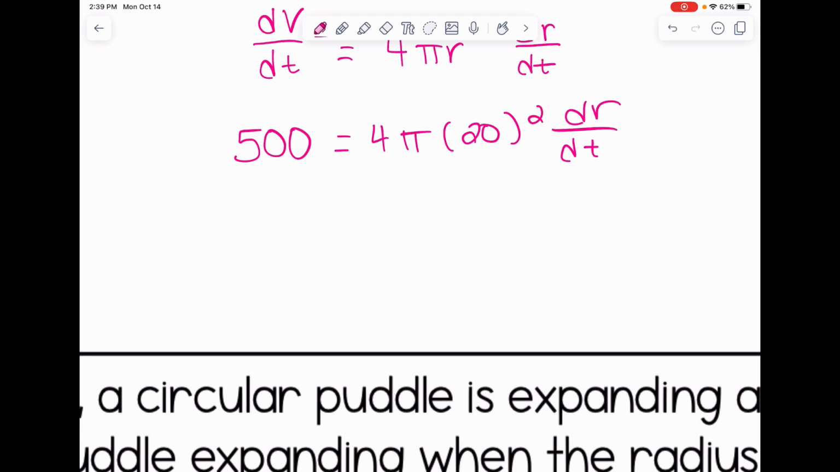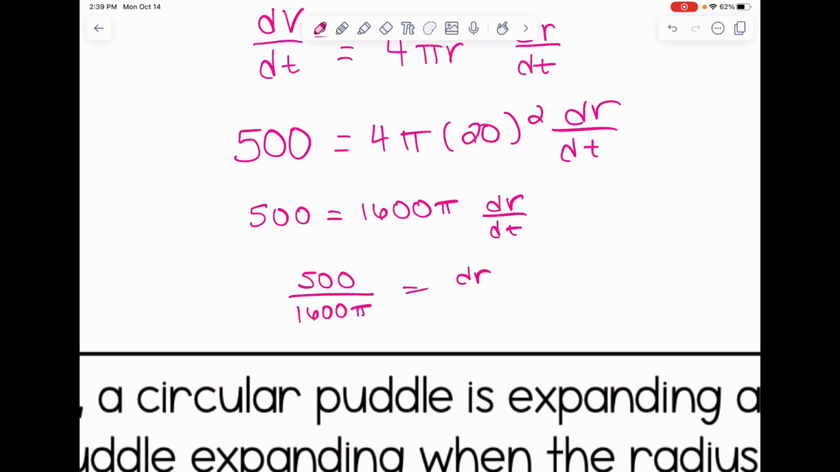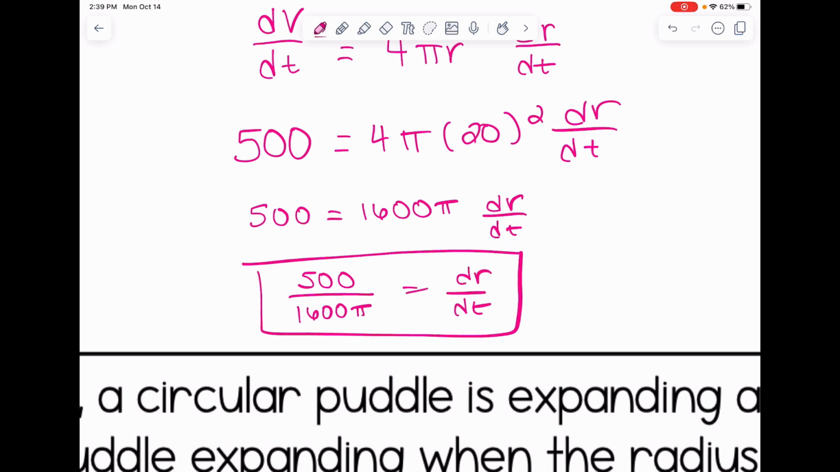All right, if we take a look at this, we have 500 equals, let's simplify or clean this up a little bit. So we have 4 times 20 squared. Well, 20 squared is 400, times 4 is 1600, and then we'll put pi in, dr/dt. And when we solve for dr/dt, we're going to have 500 over 1600 pi is equal to dr/dt. So that is the rate at which the radius of this spherical balloon is changing with respect to time.